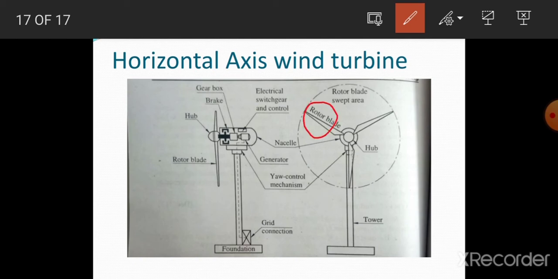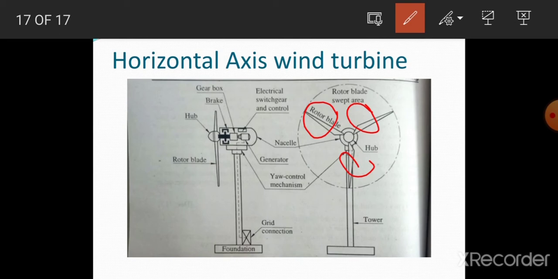So as we can see here, there are three blade rotors, a horizontal axis wind turbine. So first we'll talk about the turbine blade. Wind turbine blades have to be lightweight, and they have to possess adequate strength, and hence have to be fabricated with aircraft industry techniques.